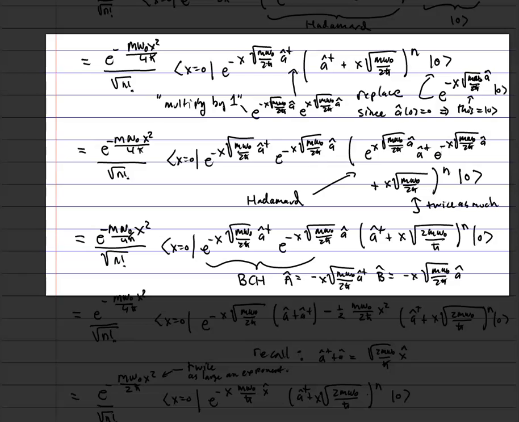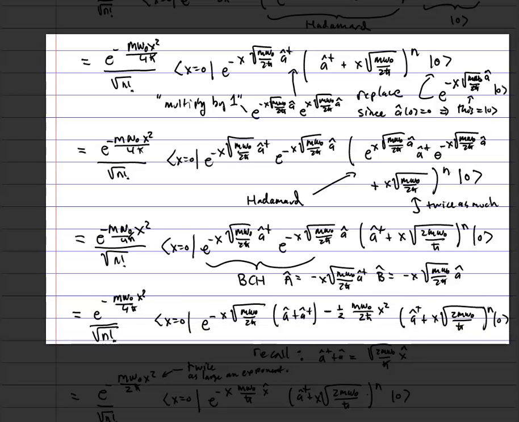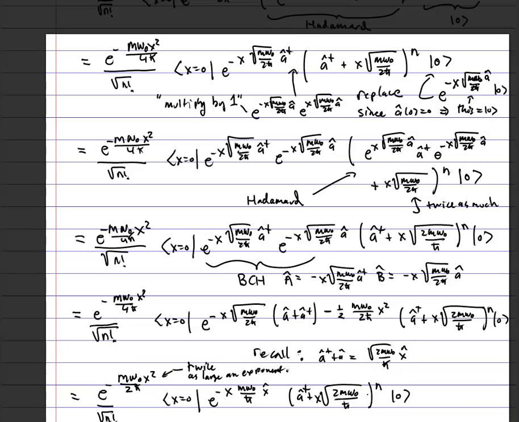Big A is equal to minus x square root of m omega 0 over 2h bar a dagger. Big B is equal to minus x square root of m omega 0 over 2h bar a hat. And using our formula with the commutator, we find that they both go up top. I get the term that has an a plus a dagger, and I get a minus 1/2 m omega 0 over 2h bar x squared. That's the same term. That's just a number, so I can pull it out. That's the same as what I had before. So that Gaussian term in the front gets doubled in the exponent.